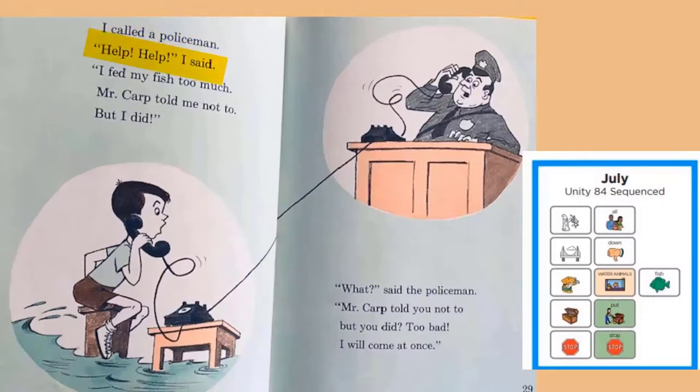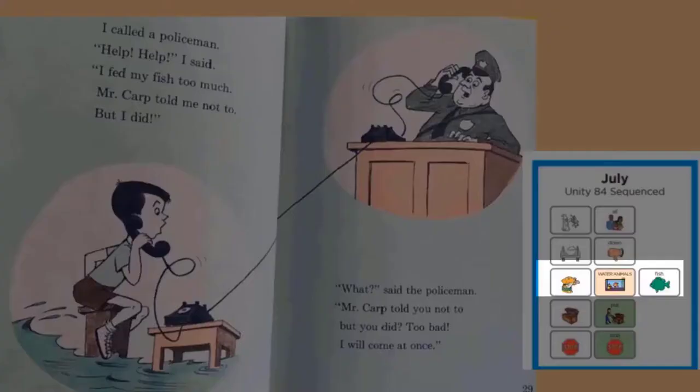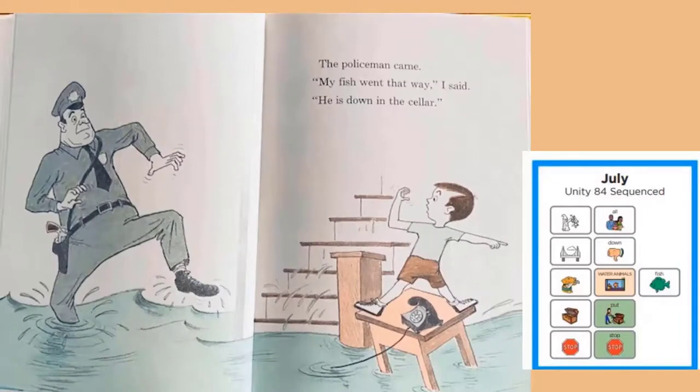I called a policeman. "Help! Help!" I said. "I fed my fish too much. Mr. Carp told me not to, but I did." "What?" said the policeman. "Mr. Carp told you not to, but you did? Too bad. I will come at once." Oh, good. The police officer said he would come and help the boy with his fish.